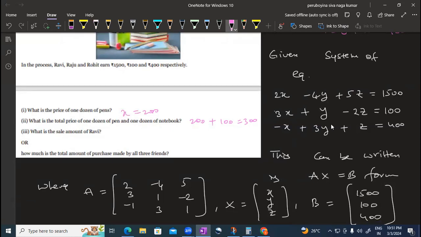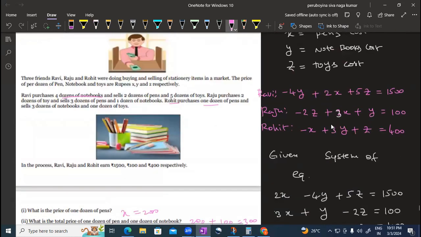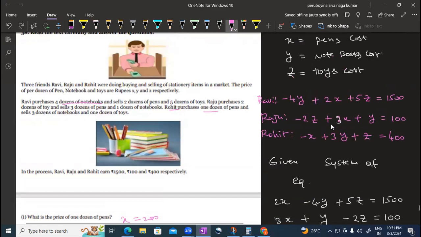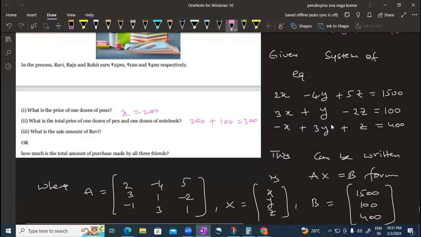What is the sale amount of Ravi? Look at the Ravi sale amount, it is 2x plus 5z. That is the sale amount. 2x means 200 times 2 is 400. 5z, z means 300, 5 threes are 1500. Which will be 1900 as the sale amount.